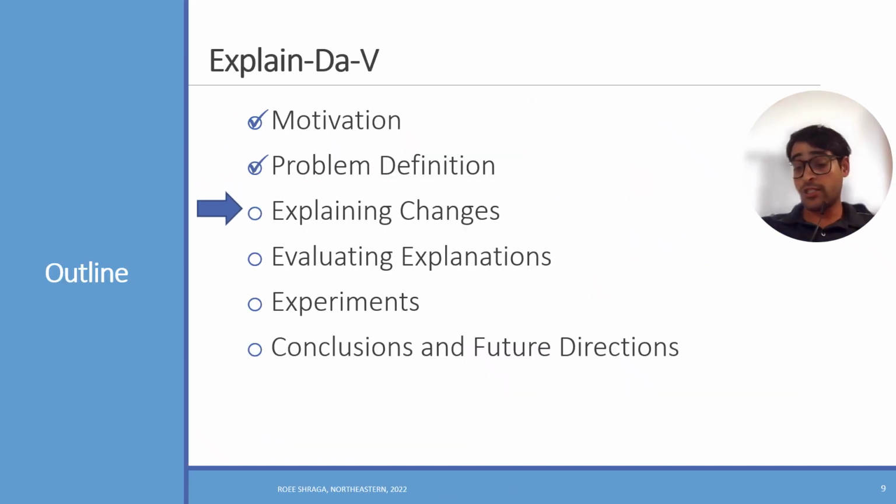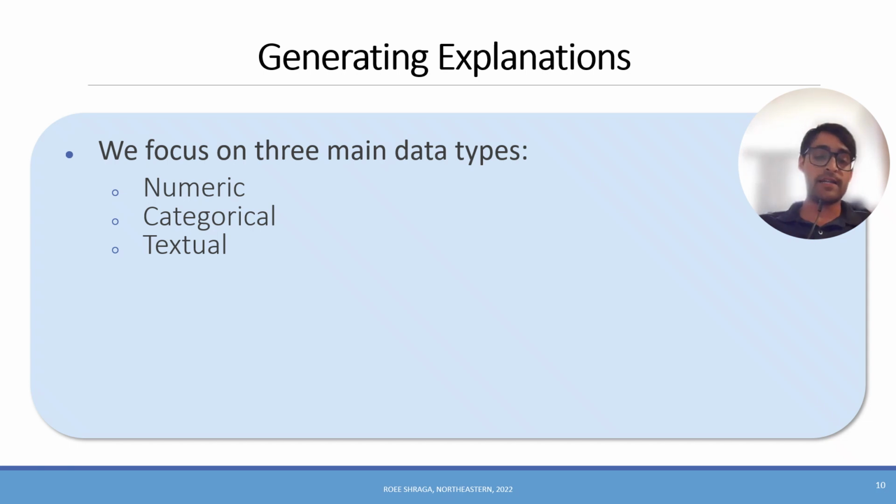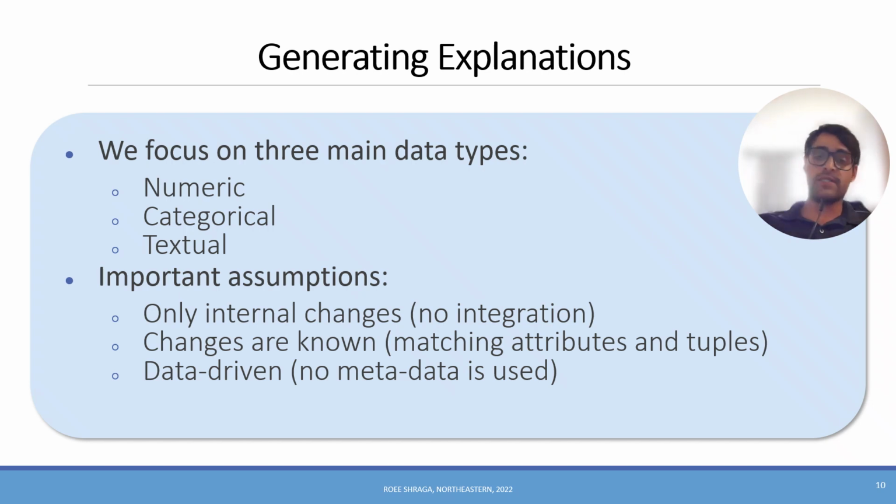So how do we explain change? Specifically, we look at 3 main data types: numeric, categorical, and textual. And we make a few important assumptions. First, we only look at internal changes, so no integration was introduced here. The changes are known, so we know which attributes and tuples match between 2 versions that we look at. And finally, we look at only data-driven changes, so we assume that the metadata is not introduced here. Here we saw in our example that the names were A1, A2, and A3, and so on. So we didn't have the semantics to work with when trying to explain changes.